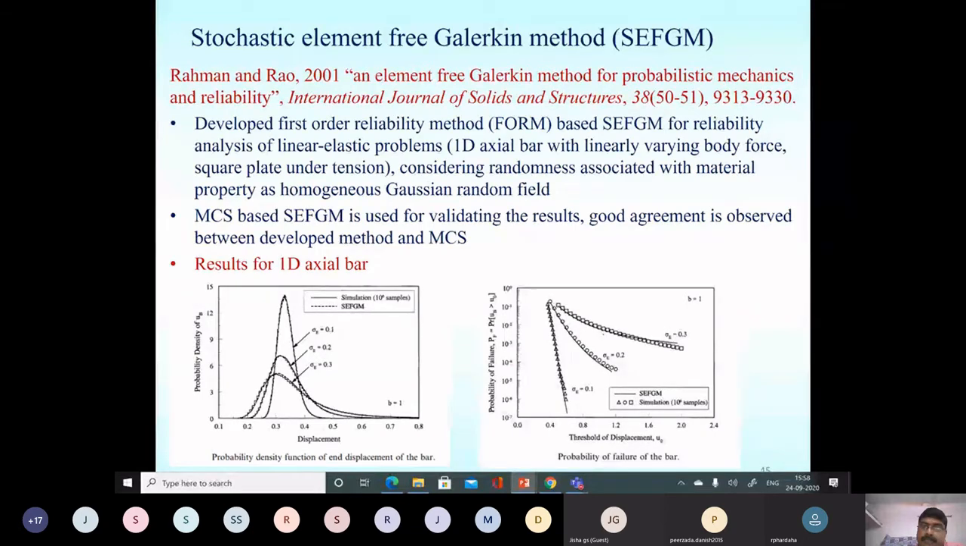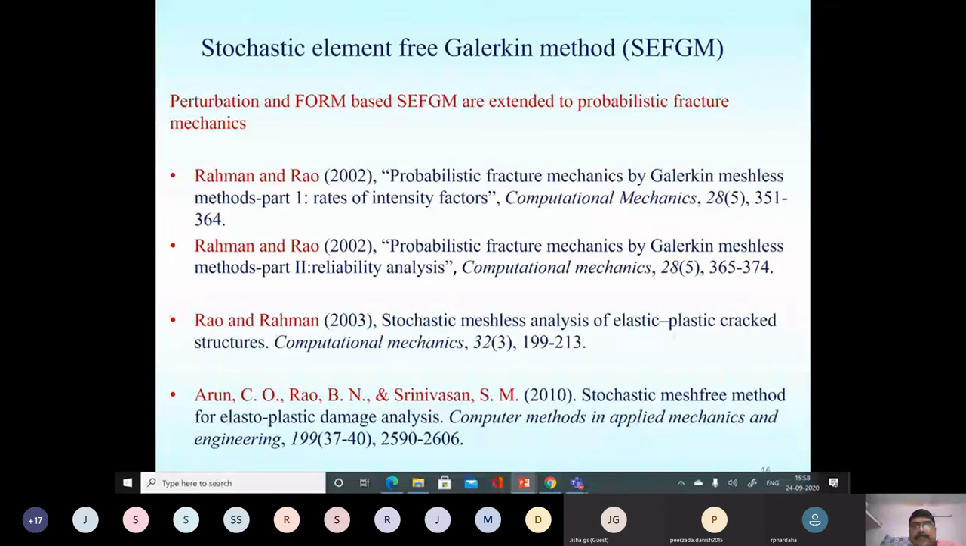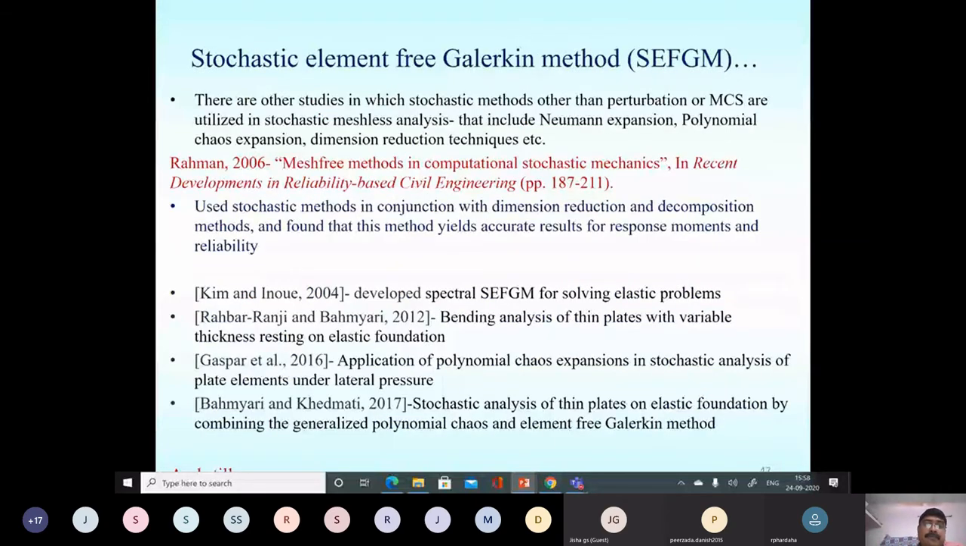Okay, later there are several works from that same team: fracture mechanics, probabilistic fracture mechanics, stochastic meshless elastoplastic crack structures, and so on. And this is one of our papers, where we applied it for elastoplastic damage analysis. We will have a look at it in this discussion. And then there are other people who worked on spectral and other techniques other than perturbation.